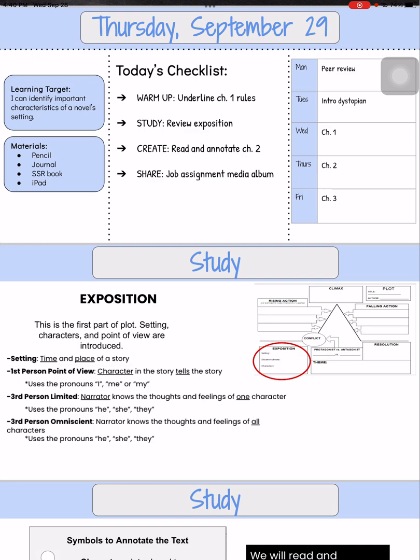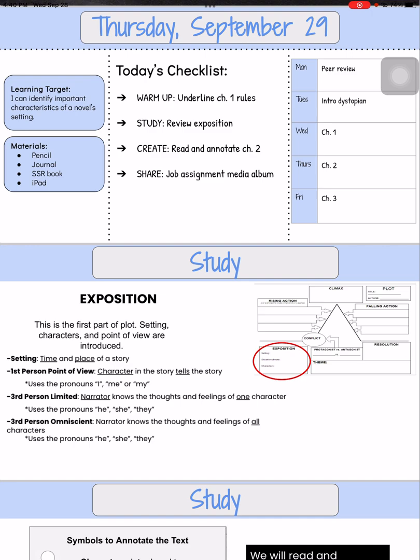First person is when a character in the story tells the story. It'll use pronouns such as I, me, or my. Third person limited is when a narrator knows the thoughts and feelings of one character and will use pronouns such as he, she, and they. Third person omniscient is when the narrator knows the thoughts and feelings of all the characters, and it will use the pronouns he, she, and they as well.